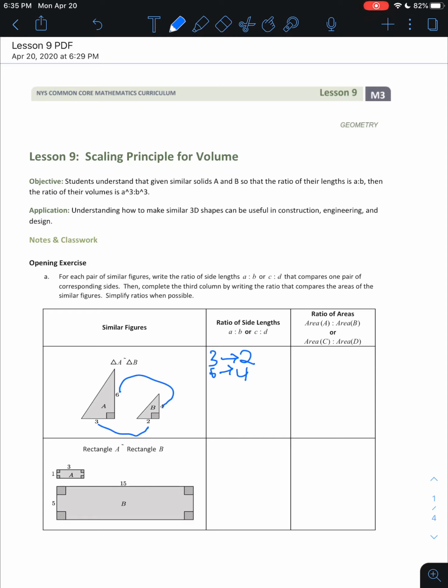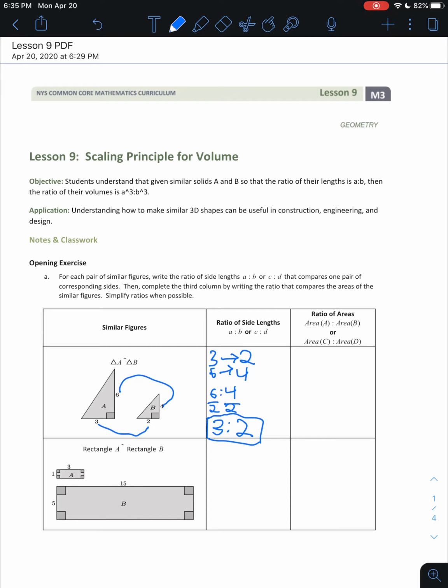So we can really just work with one of the side ratios here, right? Because it says ratio of side lengths A to B or C to D. So we could just work with one of them. If we take 6, 4, so 6 to 4 is one ratio. Notice if we simplify that, if we divide both sides by 2, that becomes 3, 2. So our ratio of sides is 3 to 2.